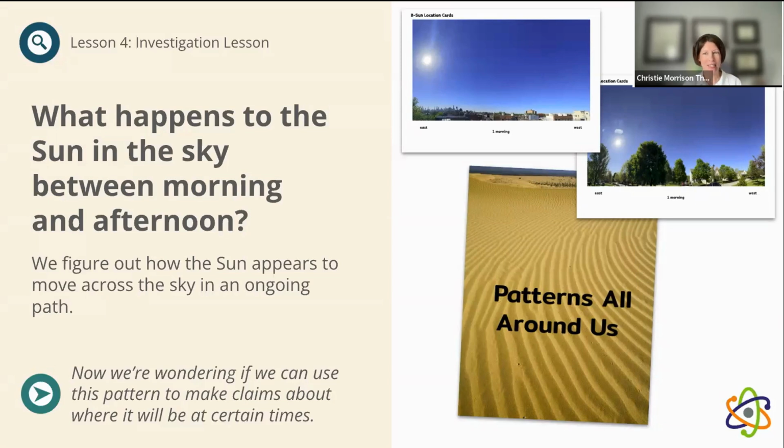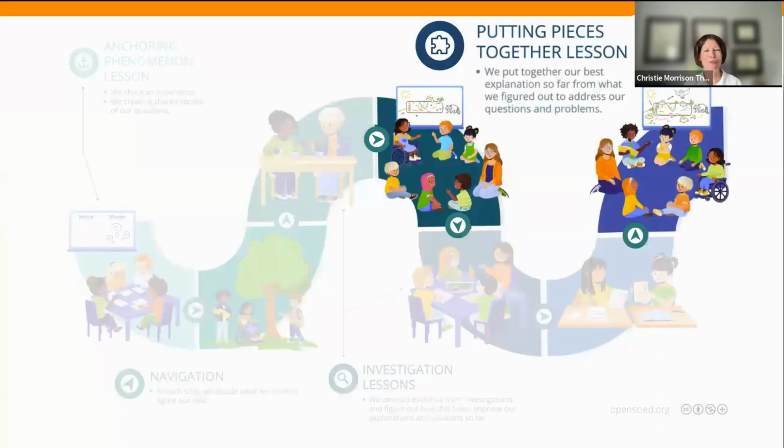At this point in the unit, we are ready to take stock of what we figured out so far. It's time for a putting pieces together lesson. In this next lesson, we'll be able to connect the ideas we figured out from the last several lessons and see if we've answered our first lesson set question. How can the sun be in my eyes sometimes, but not all the time?